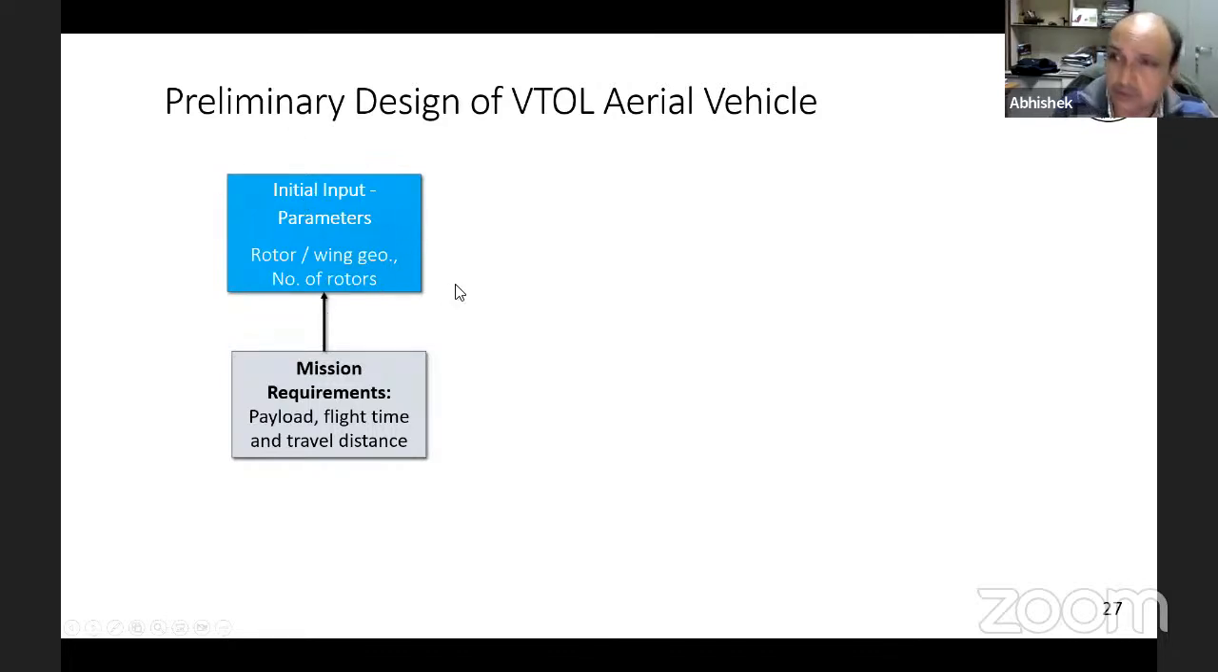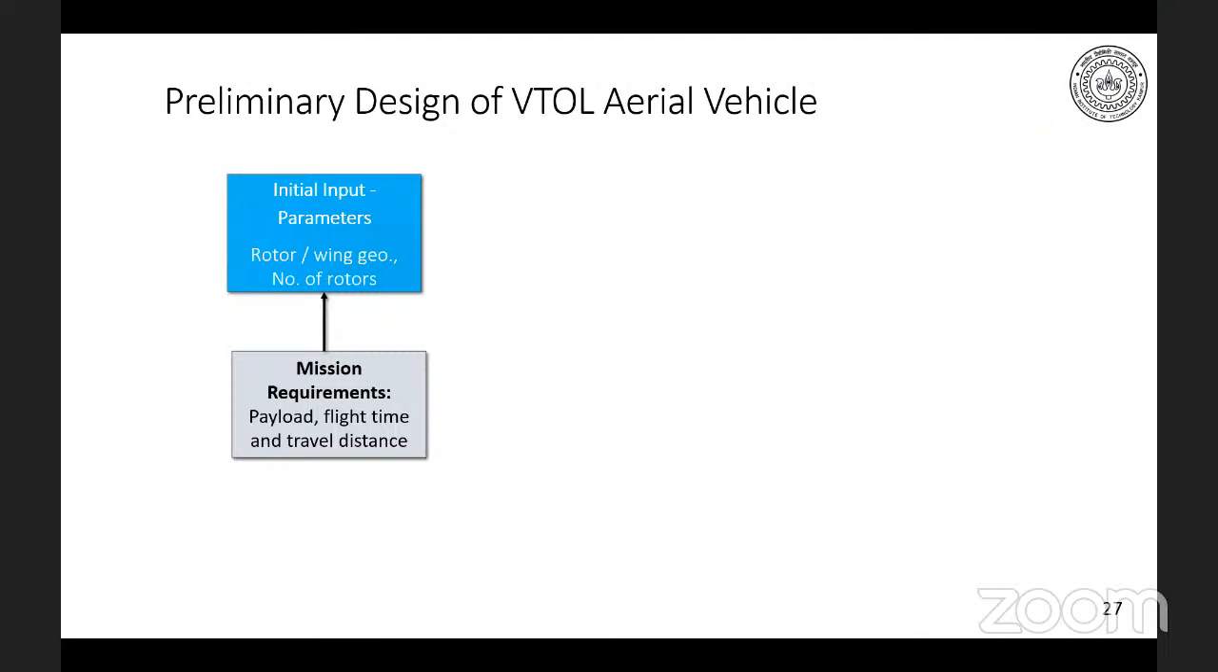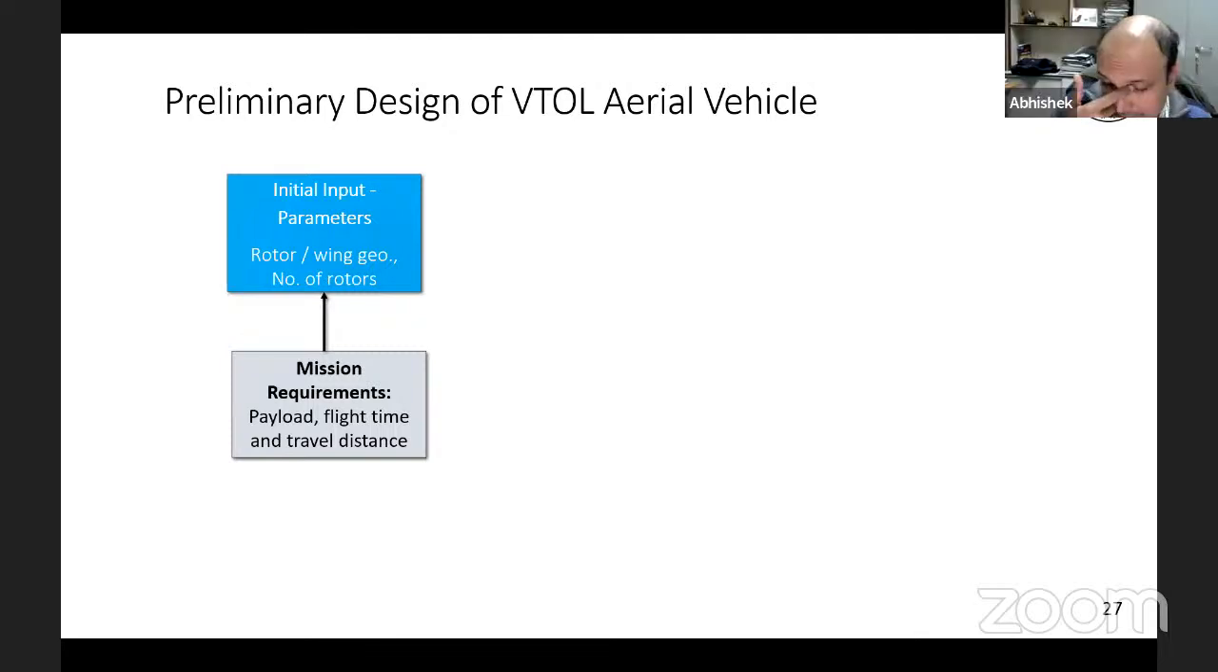While making these choices, two key design parameters come into the picture. One is the disk loading of the rotor being used for vertical takeoff and landing. That will determine your power consumption during the hover and takeoff and landing phase. You may think that the takeoff and landing phase is very small, but it actually ends up consuming a lot of power at certain times. That also sizes your motors and propellers used for vertical takeoff and landing. The second parameter is for the cruise part.